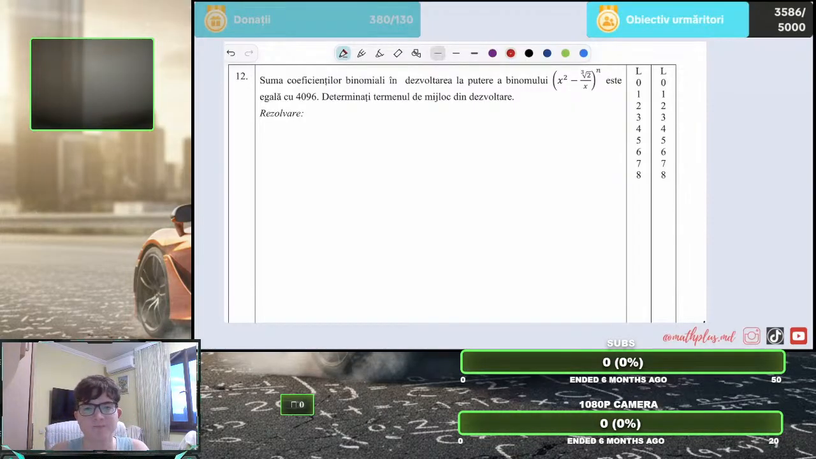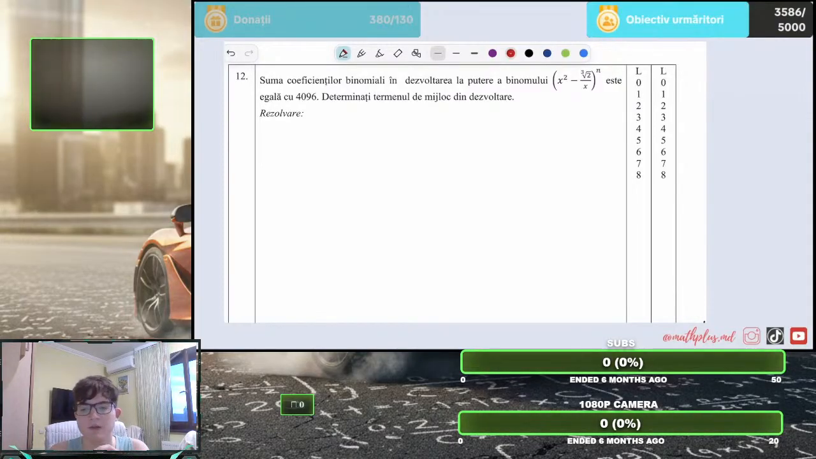But I've seen examples of exercises like this being done, which are pretty similar. So yeah, perhaps we'll do a quick swipe through. Essentially the sum of binomial coefficients in this expansion is equal to 4096, and we have to find the middle term within the expansion.